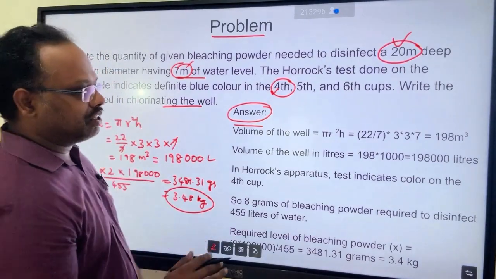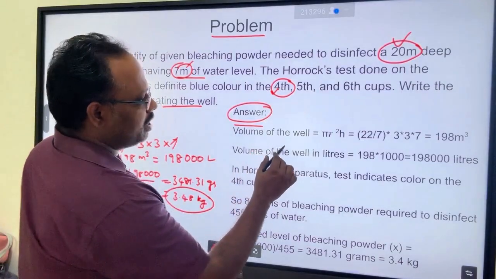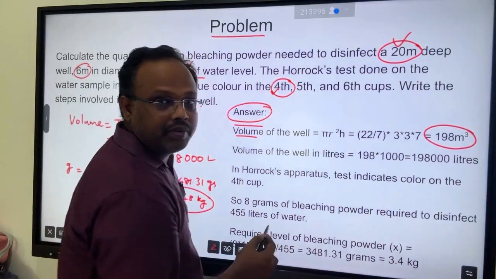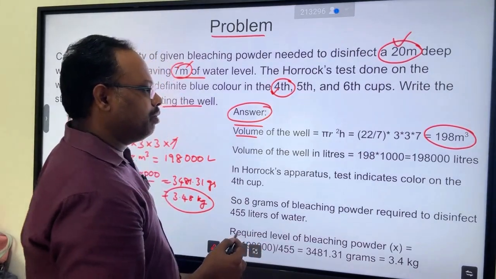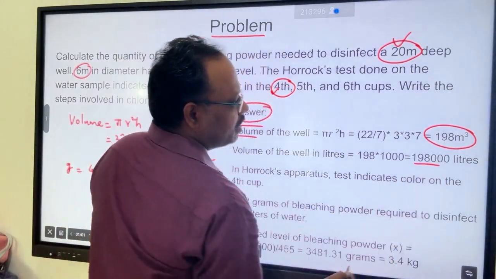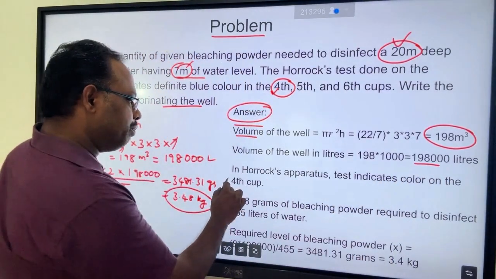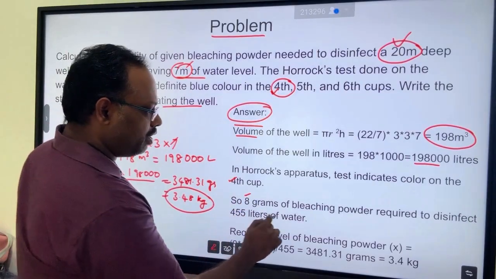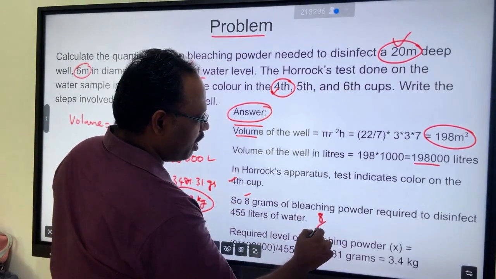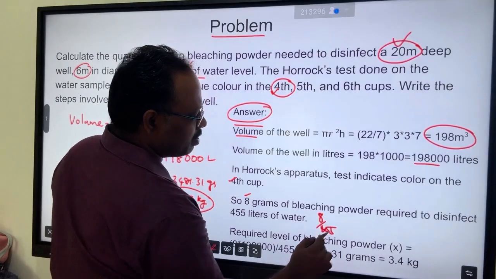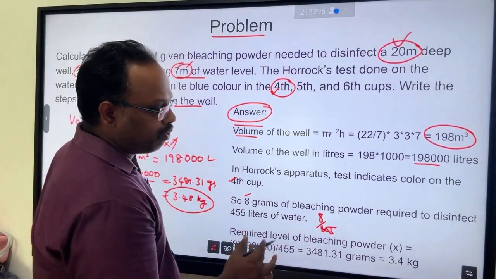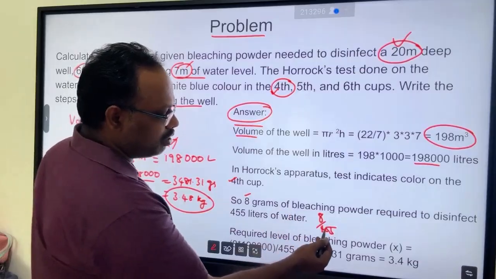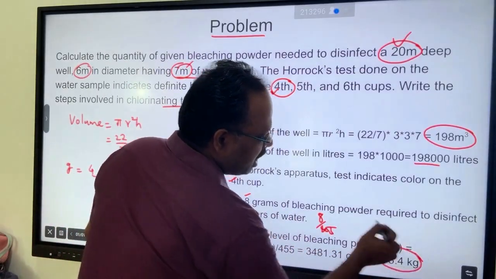So let us cross check this with the answer key. The volume of the well calculated by the formula is 198 cube, that is 198,000 liters. The 4th cup is showing blue color. So 8 grams is required to disinfect 455 liters. So for 1 liter, we need 8 divided by 455 grams of bleaching powder. If we multiply it with the volume, we get 3.4 kg as the answer.